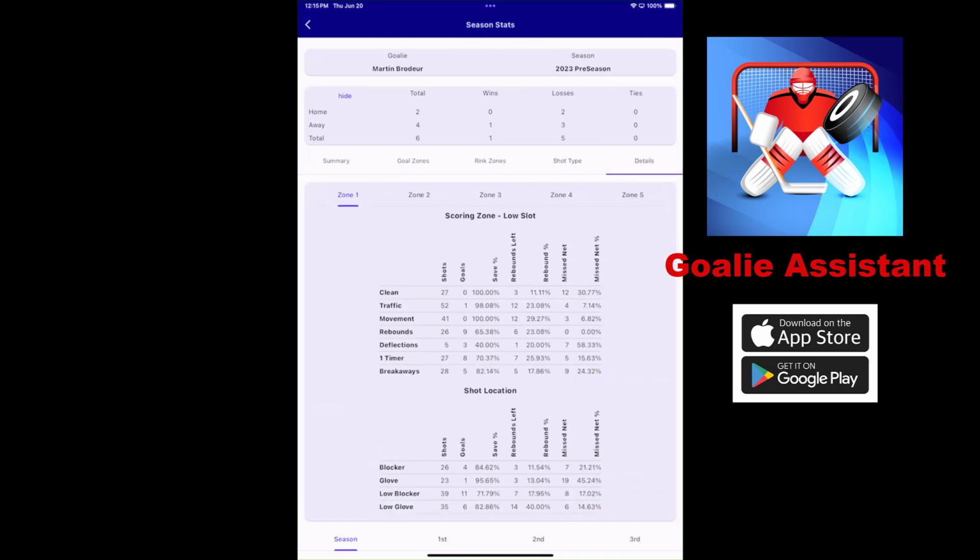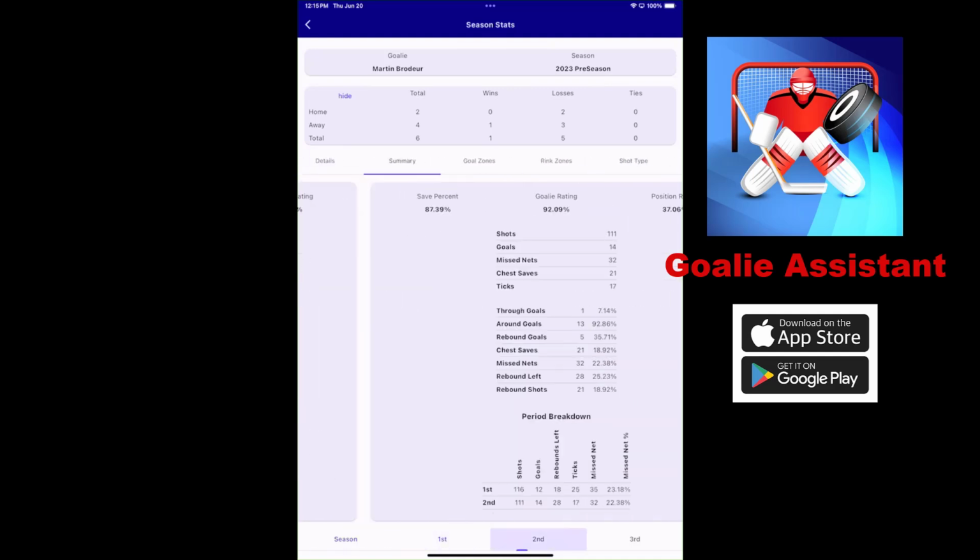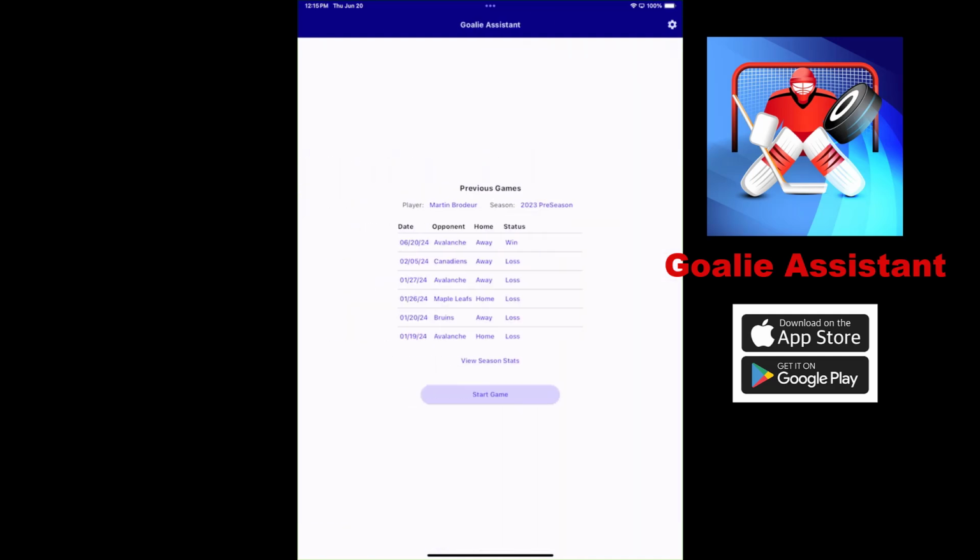And again, you can break it down per zone, by period, and really help analyze the goalie data. And that's some of the best data tracking that you can have.